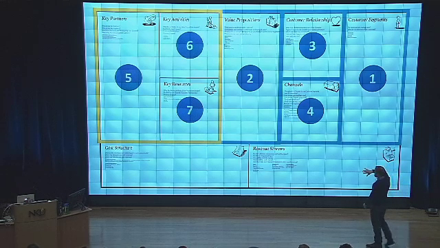So I have that whole area in blue over there because that's my customer world. It's everything customer focused.